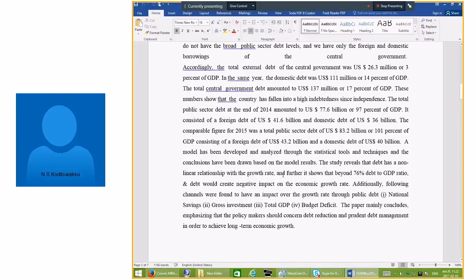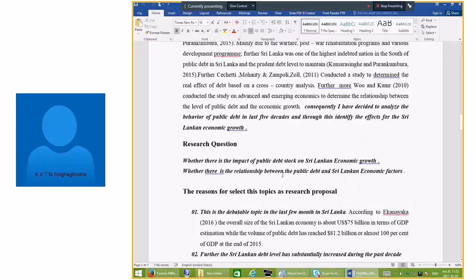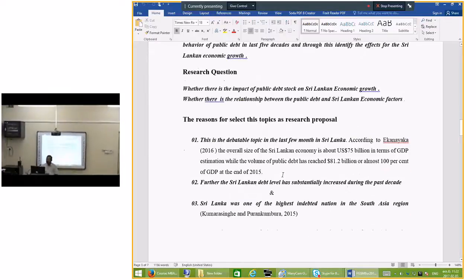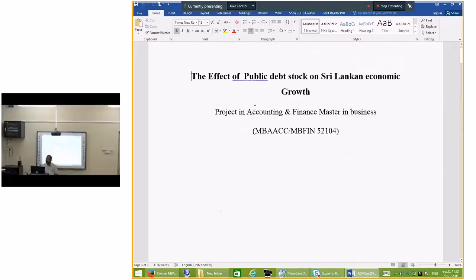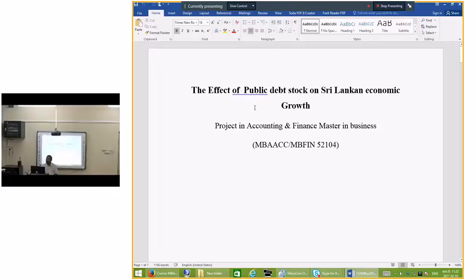What is your question? Whether there is an impact of public debt stock on Sri Lankan economic growth. Okay. Second one, whether there is a relationship between the public debt and Sri Lankan macroeconomic factors. No, there are not two research questions on this topic. Your topic is the effect of public debt stock on Sri Lankan economic growth.